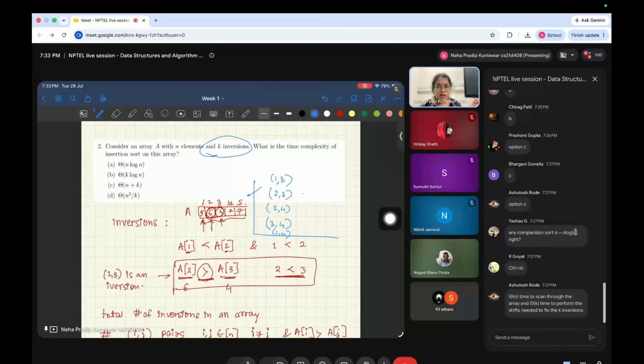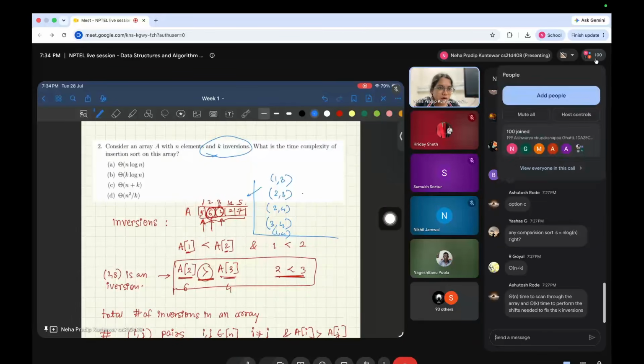So what could k be in the worst case? Can you come up with a rough bound for it?